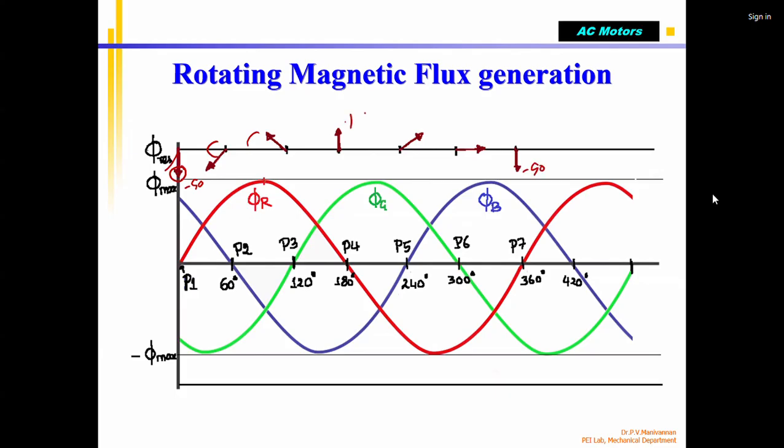Correct? Here plus 90 degrees. Correct? So it rotates. You can see that. So this resultant magnetic field is going to induce a voltage in the rotor, because of the current. That current interacts with the rotating magnetic field and the torque is produced and the rotor rotates.